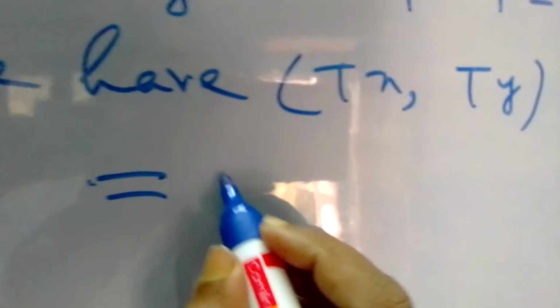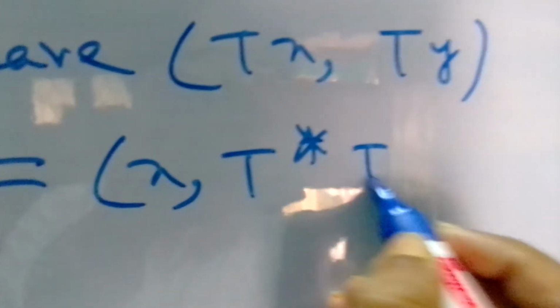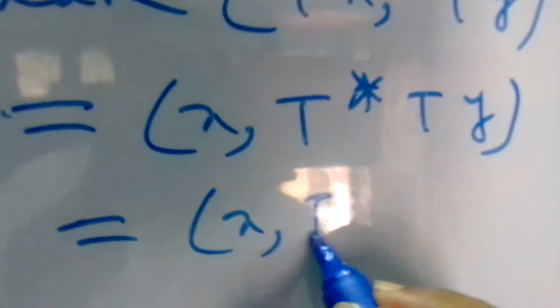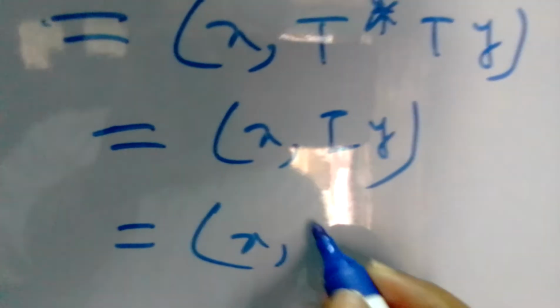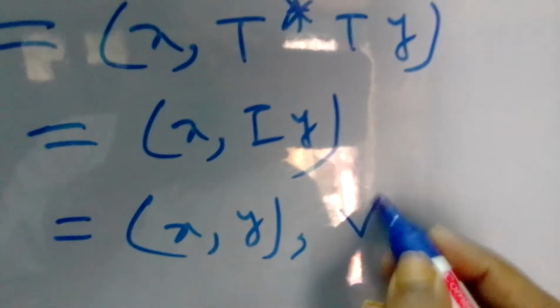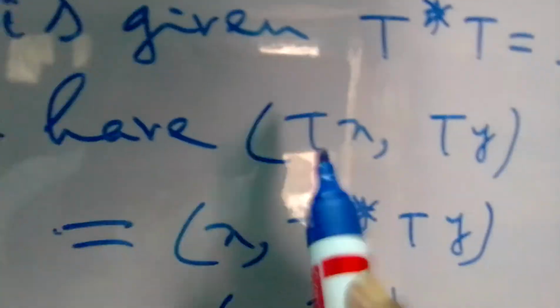Here Tx dot Ty will be x dot, here T goes to the other side, that is T star Ty, and T star T is the identity element, so it will be I of y, and this goes to x dot y for all x, y belonging to that Hilbert space H. So here we prove our second result. Now next we go to the third result.